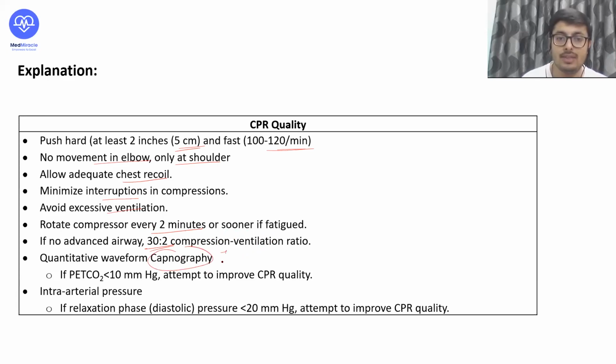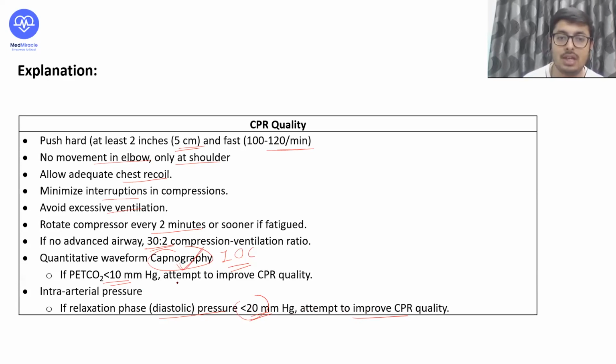Capnography is the investigation of choice for monitoring the quality of CPR, and the cutoff is 10 mmHg. So if the end tidal CO2 is less than 10, then quality of CPR should be improved. Then another monitor which can be used is the intra-arterial pressure monitoring. In the intra-arterial pressure, the diastolic pressure should not be less than 20. If it is less than 20, then we have to improve the CPR quality. So diastolic pressure cutoff is 20 for improving the CPR quality. That is intra-arterial pressure monitoring, but that is not usually done. Though it is included in the criteria for CPR quality, we usually don't perform it.